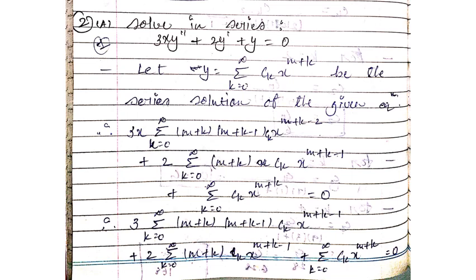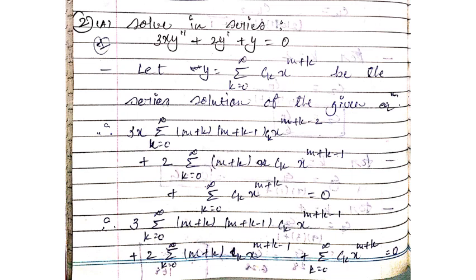What will be y dash? It means the first derivative. So it will be summation k equals 0 to infinity c_k (m+k) x^(m+k-1). Again doing one more derivative, so it will be y double dash. That will be summation k equals 0 to infinity c_k (m+k)(m+k-1) x^(m+k-2). It means you have to do two derivatives, one for y dash and one for y double dash.